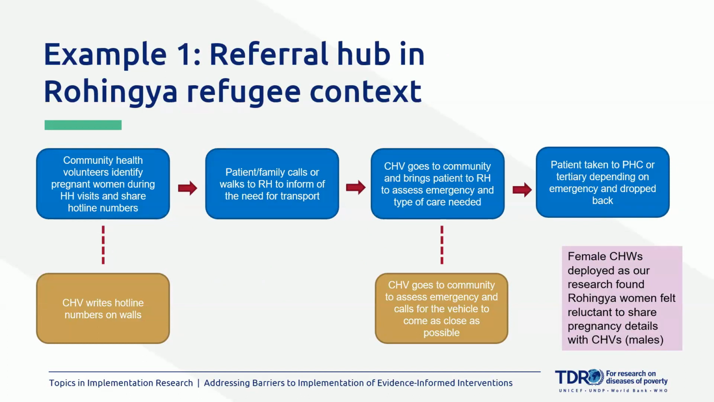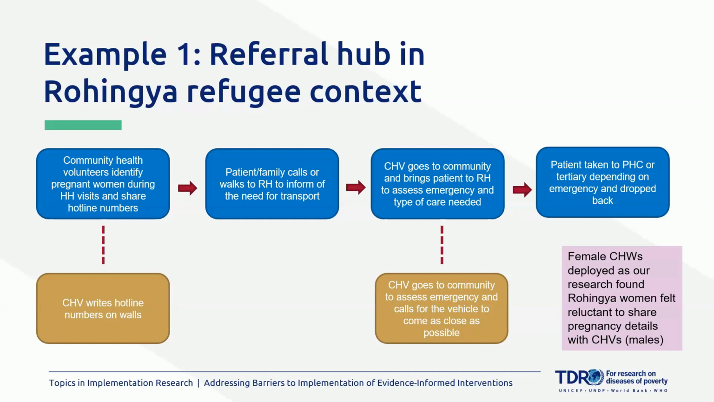In the Rohingya refugee population, if you look at the context, the providers or the implementers realized that the Rohingya women, the pregnant women, were not attending the facilities to give birth. They were not coming to the facilities as much as they should, not coming for ANC or PNC, or not coming to deliver.